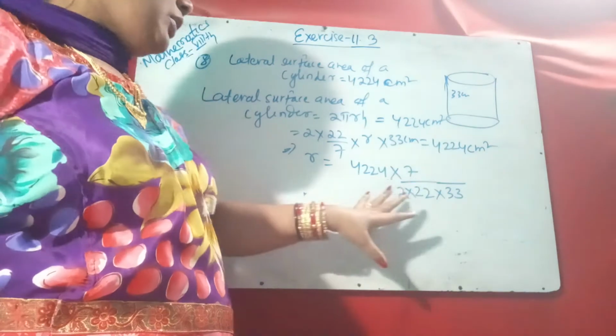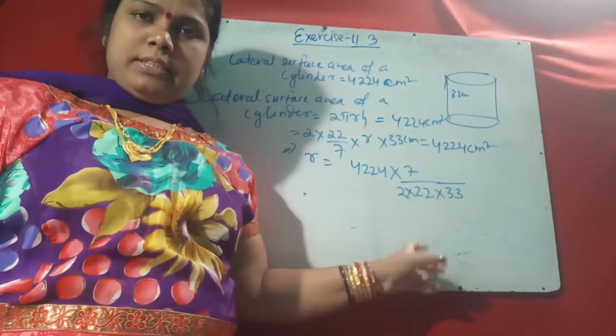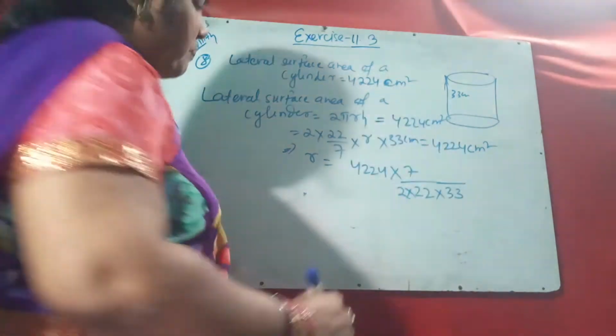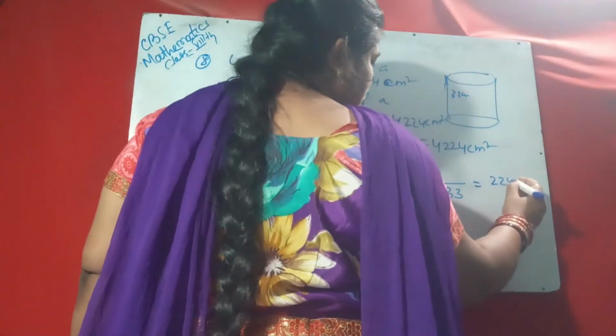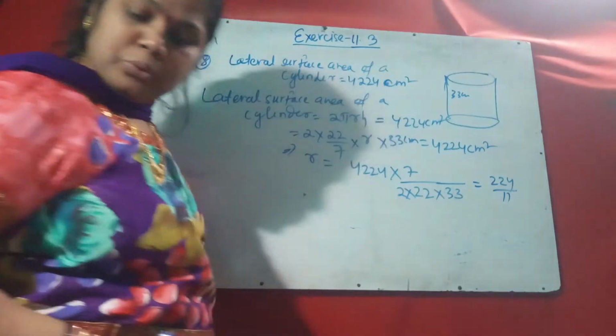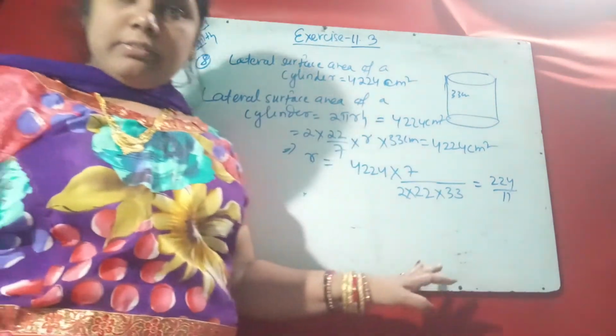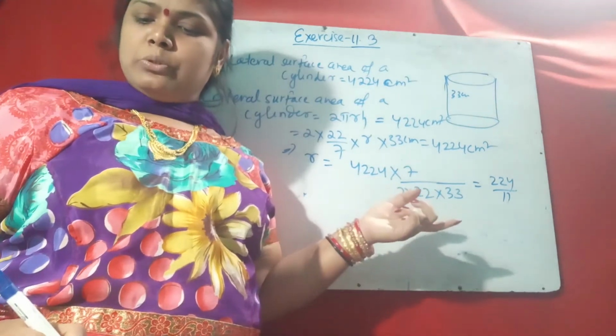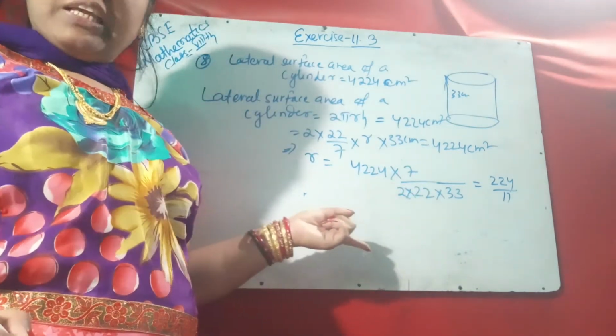When you solve, you cancel it yourself. This is a task for you. You cancel and simplify this yourself, and you will get the answer 224 by 11. So it is r.